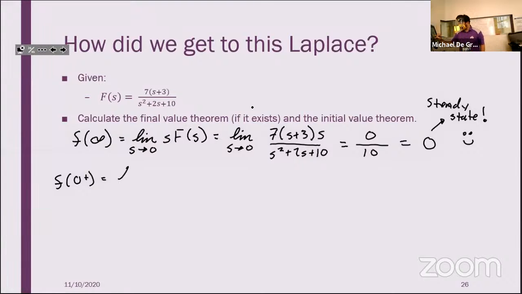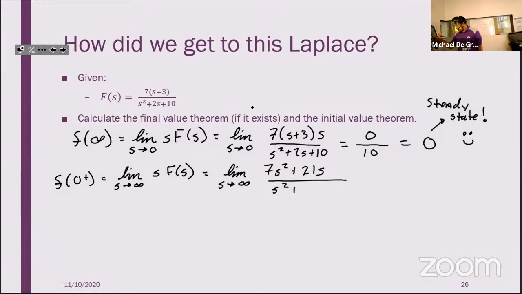So how can we do this? Well, remember, this is just the limit as s goes to infinity of s times F of s. So this is the limit as s approaches infinity of (7s squared plus 21s) over (s squared plus 2s plus 10). That time I multiplied it out. They're equivalent. If you know F of s, you always know s times F of s.